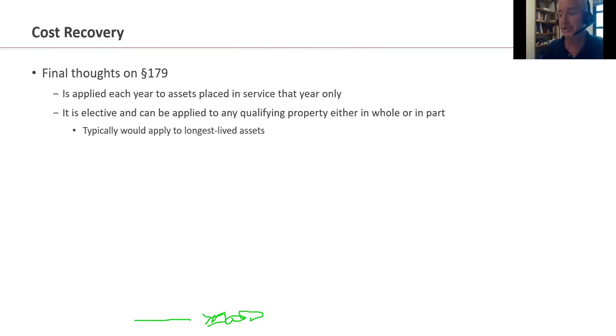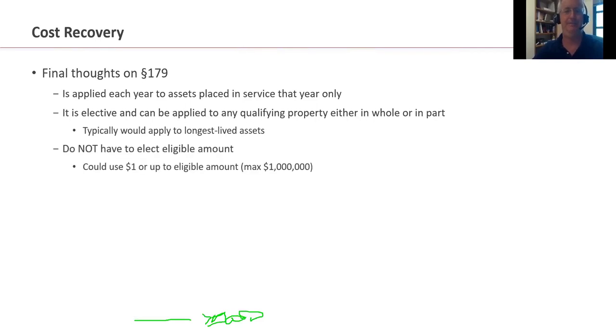Remember Daniel and Toshland: accelerate, accelerate, accelerate, right? Well, if I take 179 on a 20-year asset, I clearly get more bang for my buck than if I take it on a 5-year asset. That's generally true. It's actually not true in all cases, and there's a cool homework problem you're going to have to work through that forces you to do that. All right. Again, you do not have to elect the eligible amount. You can use a dollar or up to your eligible amount. The eligible amount is, of course, in 2018, no more than $1 million.